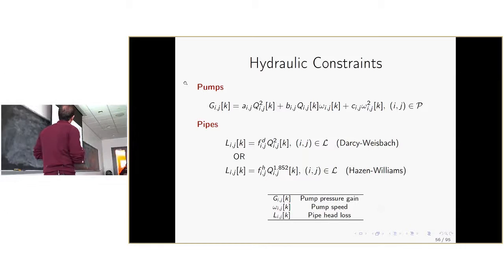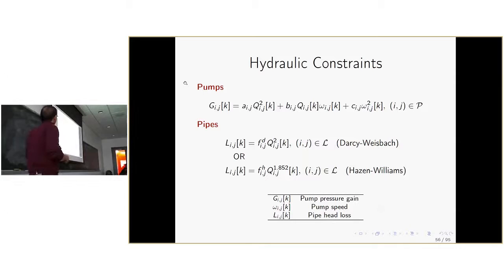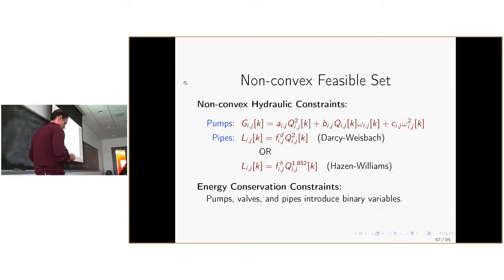The relationship between these variables is given by a quadratic equation, and pipes, each pipe has a friction head loss. So basically when water flows over the pipe, we lose some energy. This loss is typically modeled by two models for modeling friction head losses, Darcy-Weisbach and Hazen-Williams. In this study, I focus on the first one, however, the results can be extended to the second one.